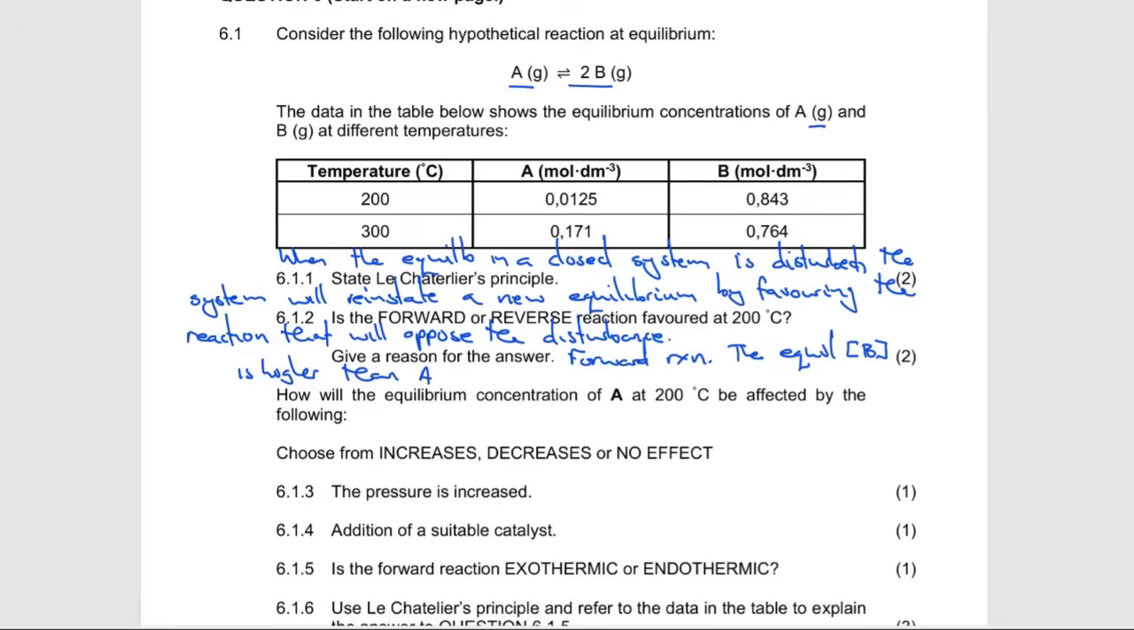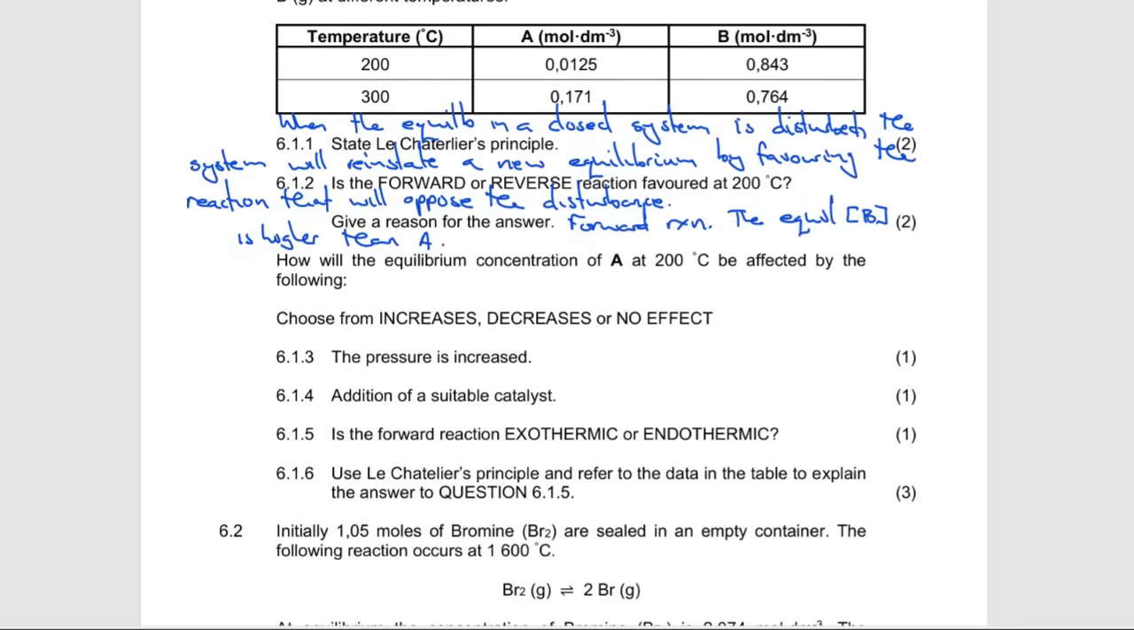Then it says here, how will the equilibrium concentration of A at 200 degrees be affected by the following? Moving on to 6.1.3, choose from increased, decreased, or no effect. The pressure is increased, so it's going to increase there. This one is going to be also increased. Then, addition of a suitable catalyst.